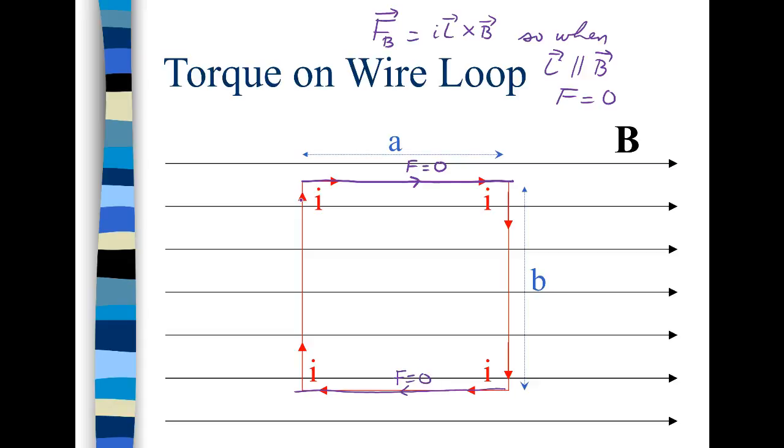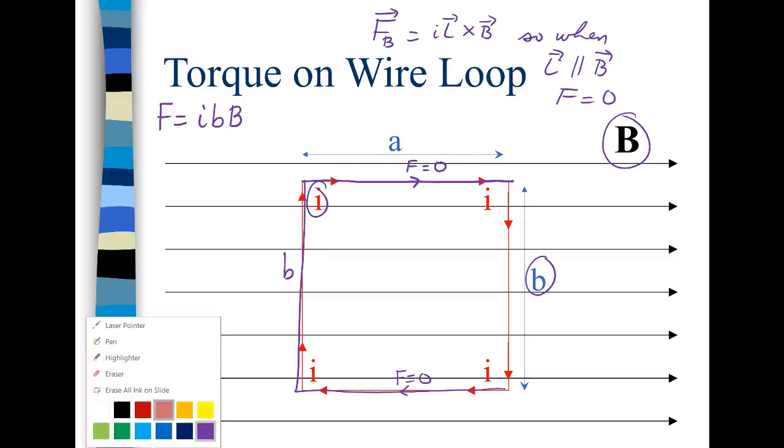Okay, well, I have a wire of length b. I have a magnetic field of strength B, and I have a current of I. So that means that the magnitude of the force is going to be ILB, but the length is little b. Okay, now what's the direction of that force?